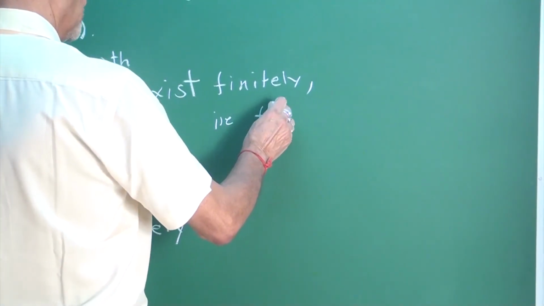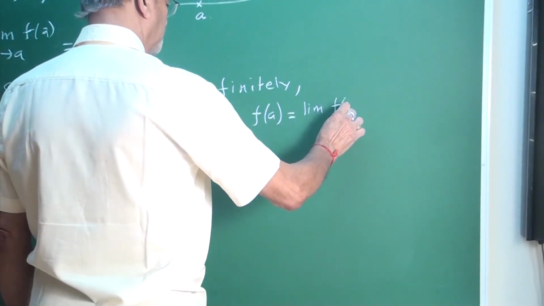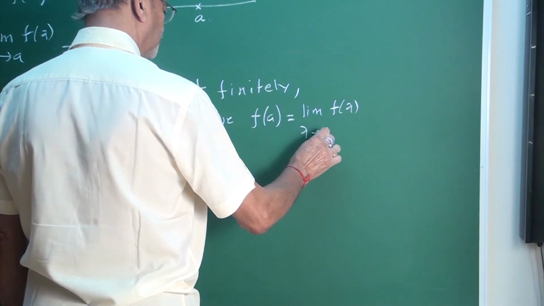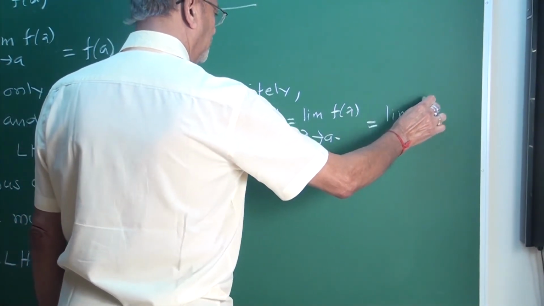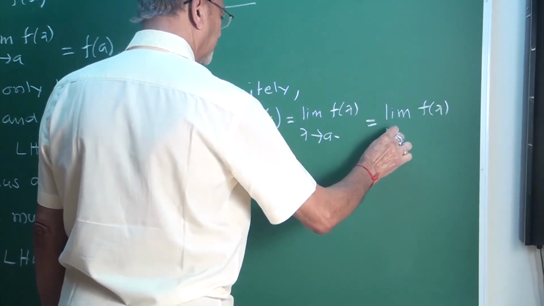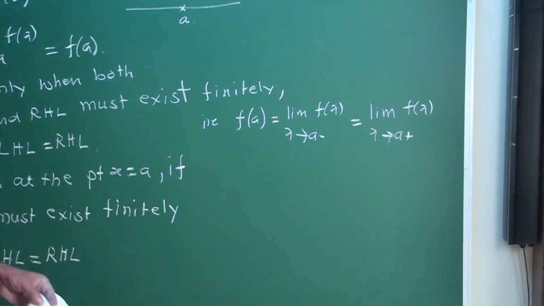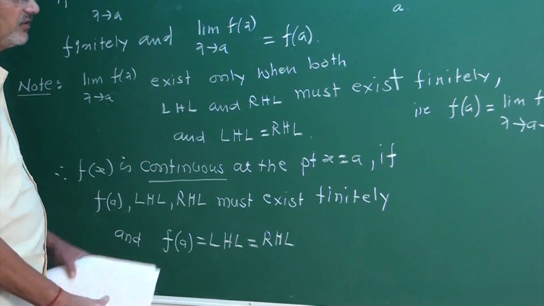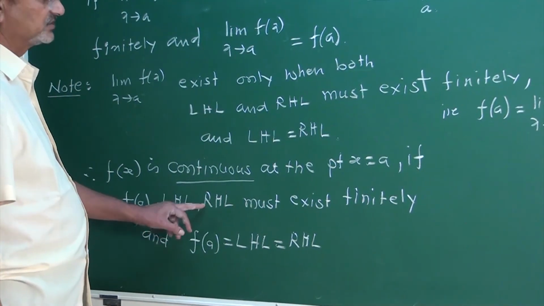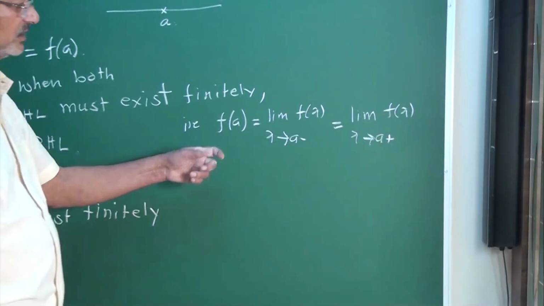That is, what is the value of the function f(a)? What is the left hand limit? Limit of f(x) as x tends to a minus. What is RHL? Limit of f(x) as x tends to a plus. So the function is said to be continuous at a point only when all the three must exist and they must be equal.